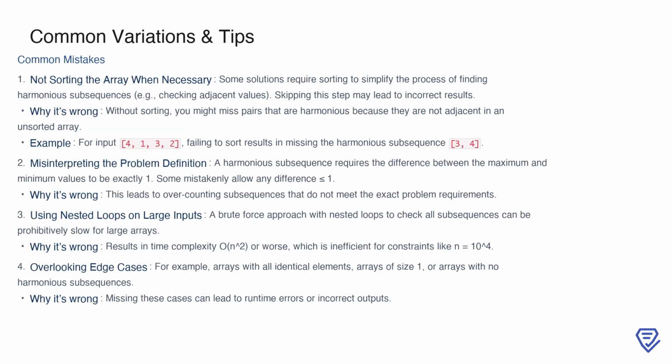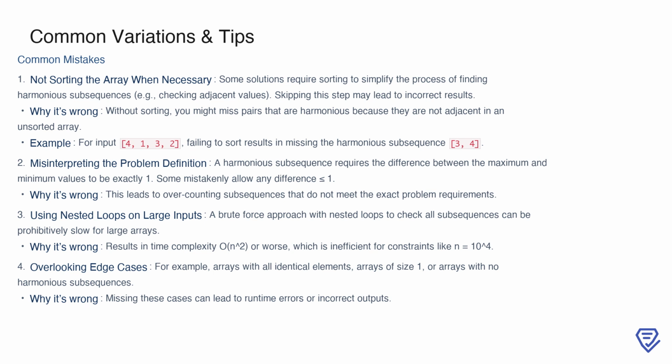In this section, let's discuss some common mistakes that can lead to incorrect or inefficient solutions for the longest harmonious subsequence problem. First, not sorting the array when necessary is a frequent oversight. Sorting is often crucial because it simplifies the process of identifying harmonious subsequences by ensuring that potential pairs are adjacent. Without sorting, you might miss valid pairs, as their elements could be scattered across the array. For example, with the input 4, 1, 3, 2, skipping the sorting step would mean overlooking the harmonious subsequence 3, 4. Another mistake is misinterpreting the problem definition.